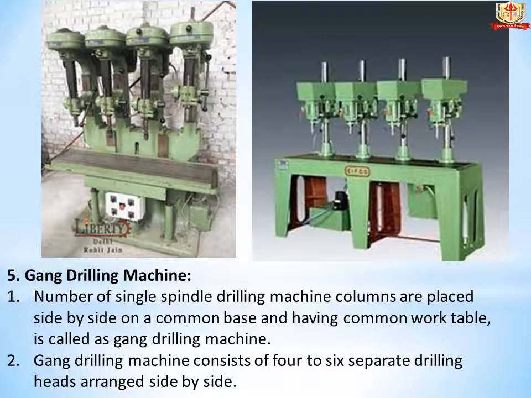Next machine is gang drilling machine. A number of single spindle drilling machine columns placed side by side on a common base and having common work table is called a gang drilling machine. Gang drilling machine consists of 4 to 6 separate drilling heads arranged side by side. In some machines, column of each spindle is permanently attached to base, or in some machines column may be moved to vary the distance between the columns.